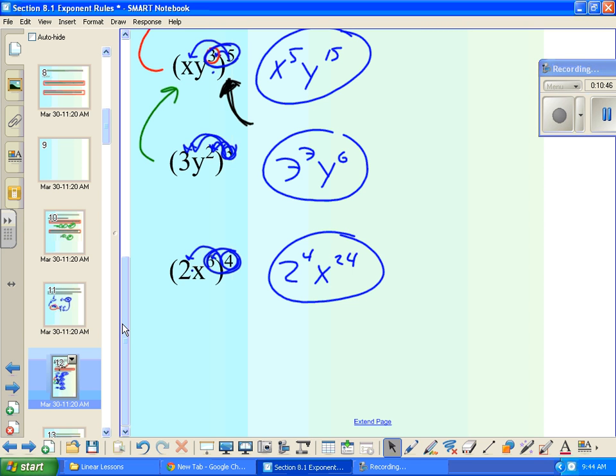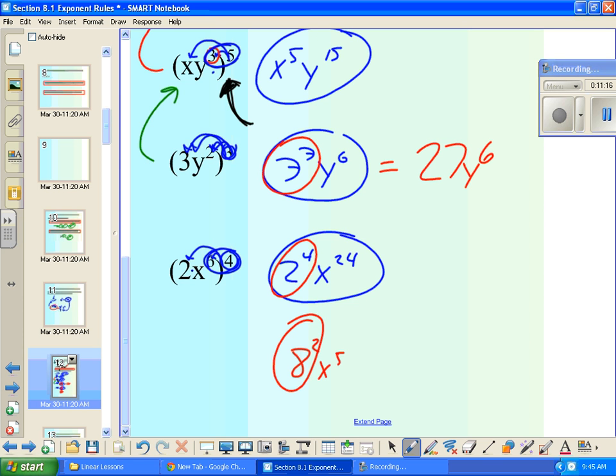One more thing I'll say about these last two problems is when you see numbers like this, like 3 to the 3rd, or 2 to the 4th, or say you had something like 8 squared x to the 5th, ones like these that you can figure out pretty well in your head, or that are not something in the hundreds or thousands, then those I would like you to actually put in the answer. 3 to the 3rd just means 3 times 3 times 3. 3 times 3 is 9, times 3 one more time is 27. So this is just 27 y to the 6th. So I'd rather you write that as the answer.